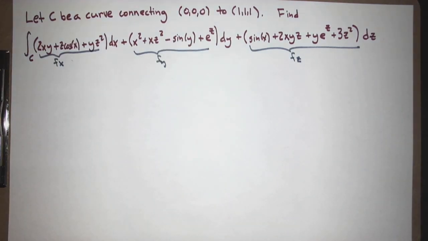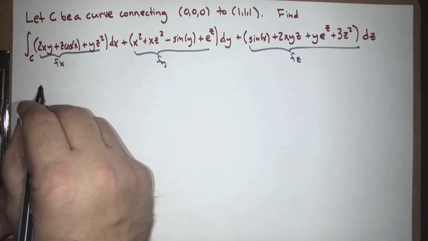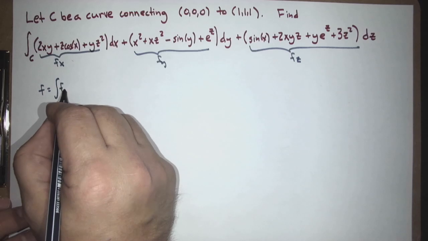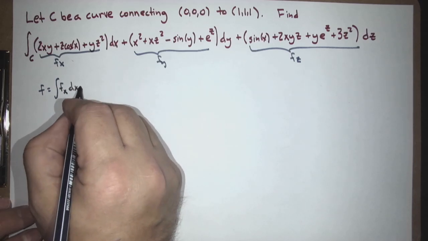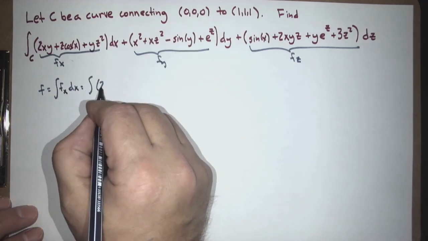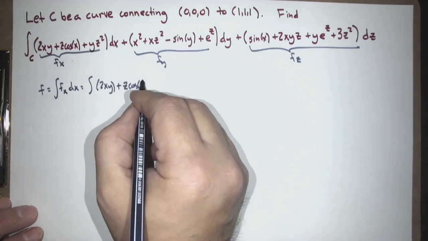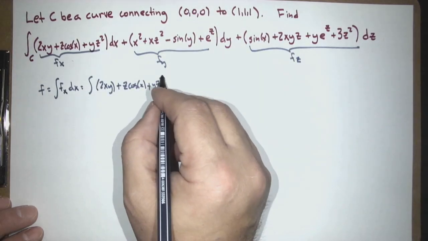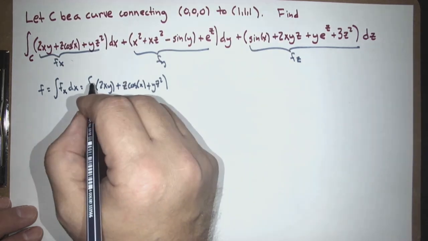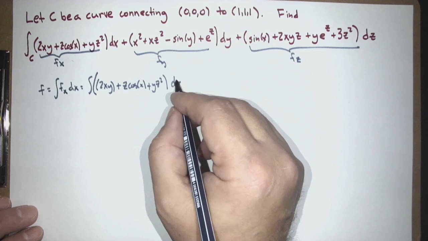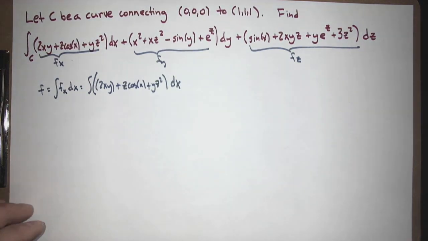So now what we're going to do is reconstruct our function. Our function is going to be, we integrate f sub x dx. So we integrate 2xy plus z cosine x plus yz squared dx. When we integrate with respect to x, how do we treat y and z?